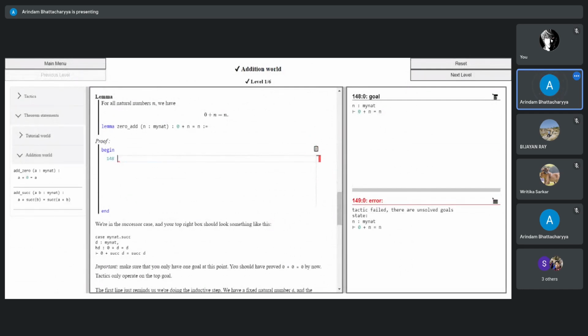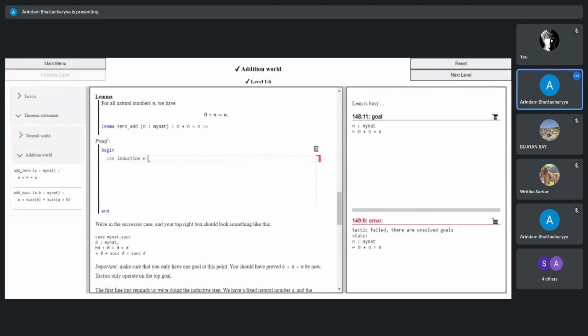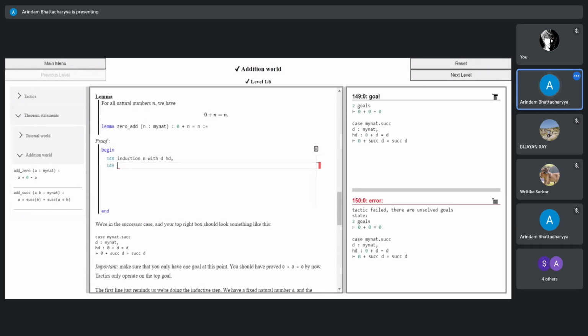So you see, there is no way without induction. We have to use induction somehow. We cannot use commutativity because we have not proved commutativity yet. So what this long tactic is doing is we induct on n, and we name the variable, and HD is the name of the induction hypothesis.